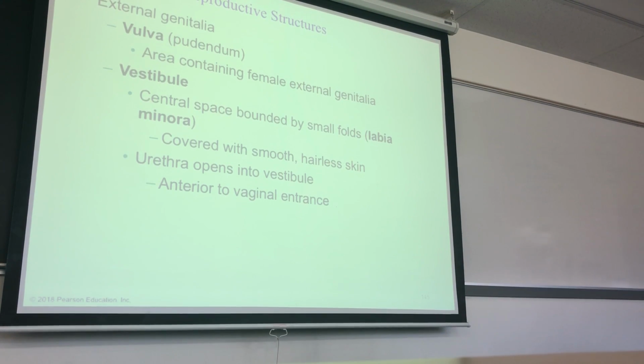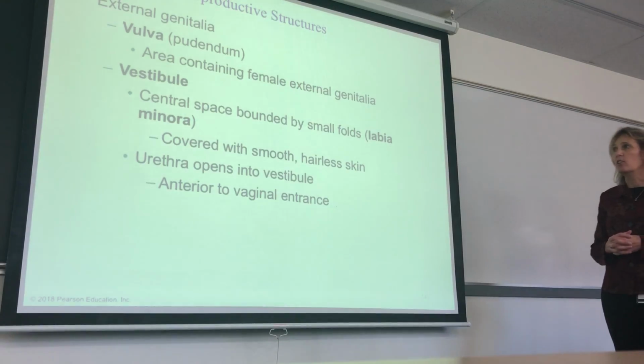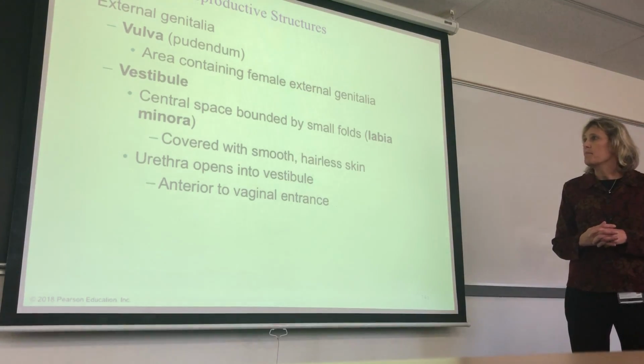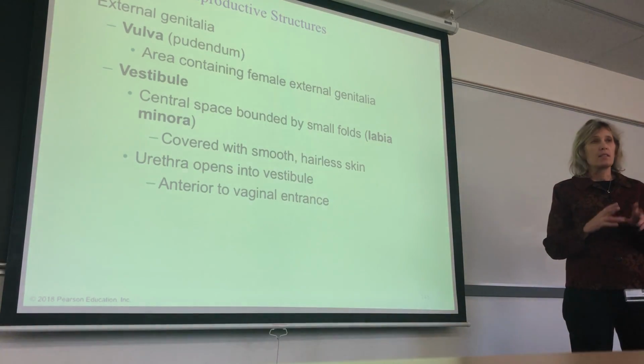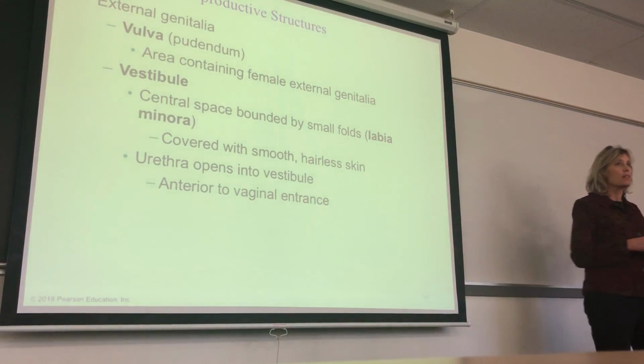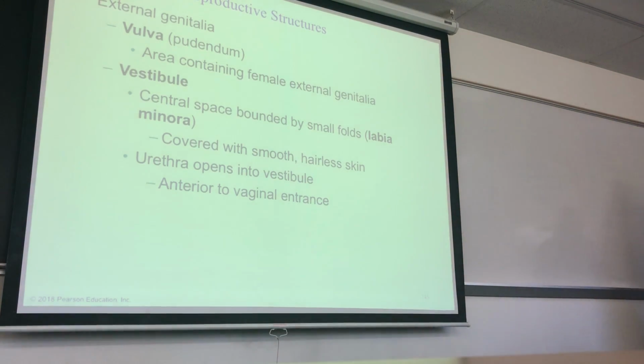Okay, the external genitalia is called the vulva, right? So the whole area is called the vulva. There's a vestibule that's surrounded by these labia. You have labia minora. This is the innermost layer of skin that doesn't have any hair on it. And then there's the labia majora, which is the outer layer of small folds of skin, and that does have hair on it.